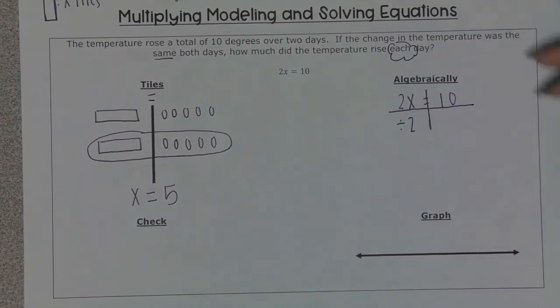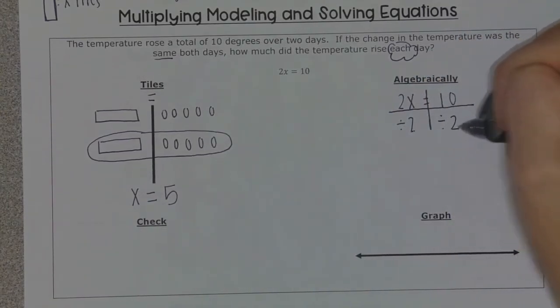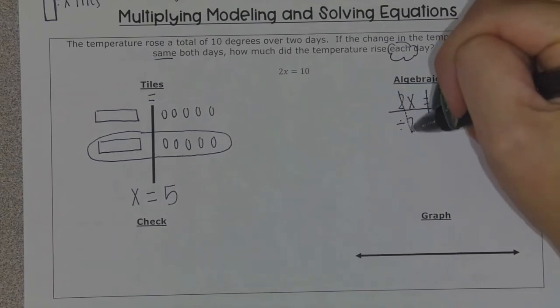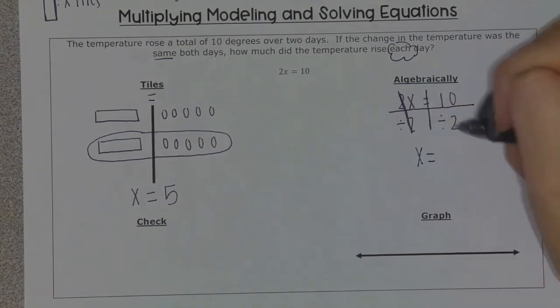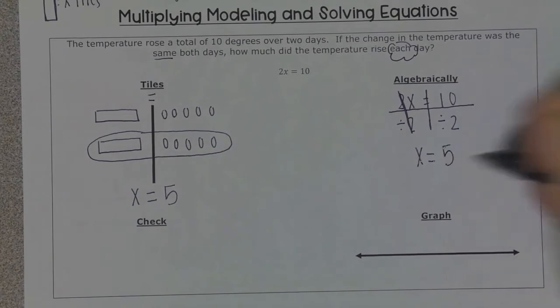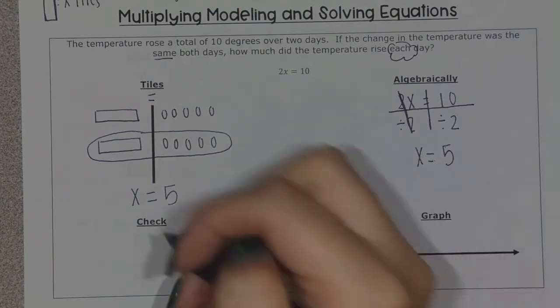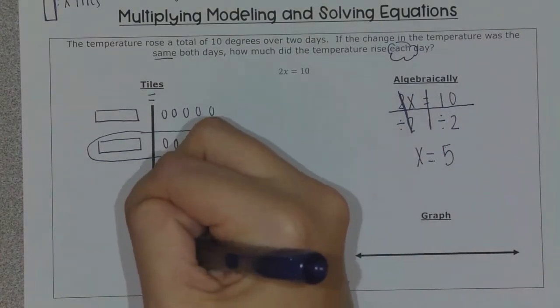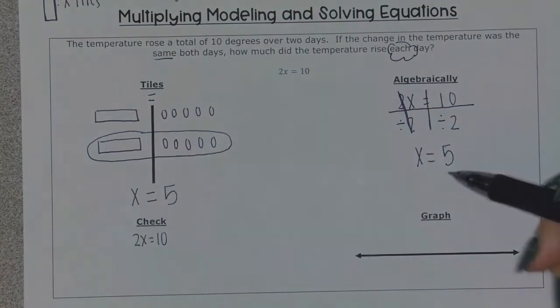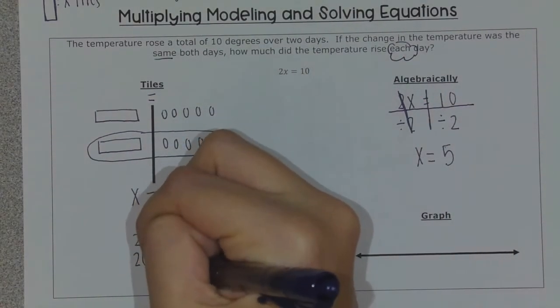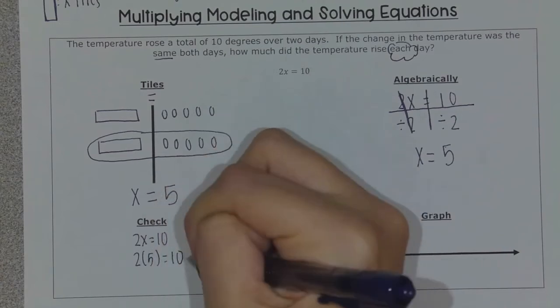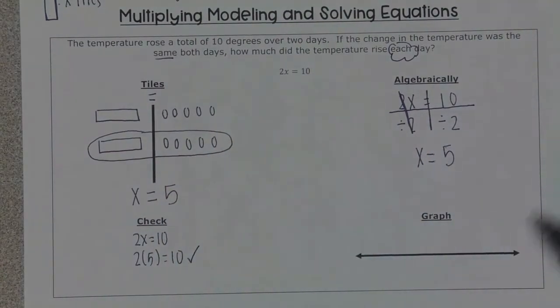And remember, what I do to one side, I have to do to the other side. So my 2's cancel each other out. So I'm left with x equals 10 divided by 2, which gives me 5. So I can check this by going back to my original equation, 2x equals 10. I'm going to substitute in 5 for x. So 2 times 5 equals 10. That is true, so it gets a check.